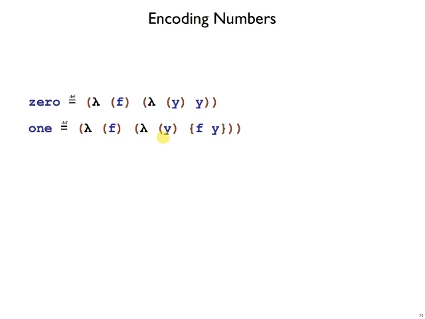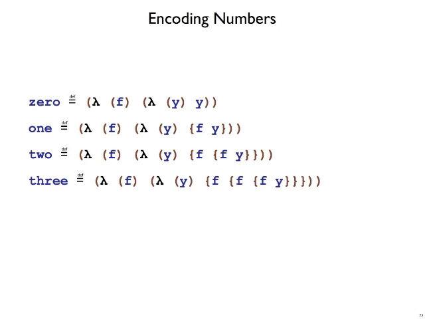Whereas 1 will be similar. It's a function that takes 2 arguments, but it applies that first argument 1 time to the second argument. 2 applies the argument twice to the second argument, and so on. Here's 3. 3 f's applied to y. And when I say apply it 3 times, what I mean is I apply it once, take that result and apply f to that, take that result and pass it again to f one more time. So for any number n, I'm going to nest applications of f in deep. And that is my encoding for numbers.